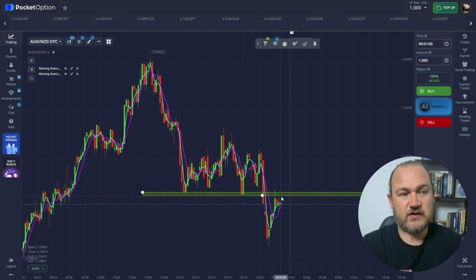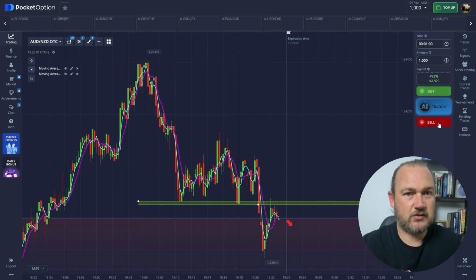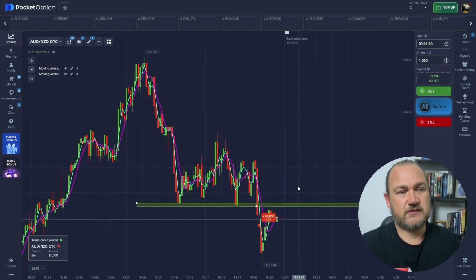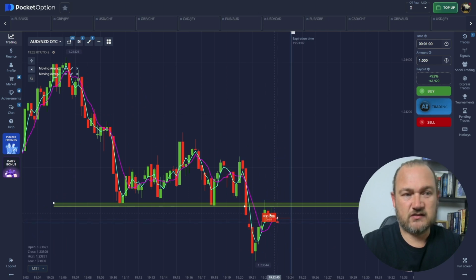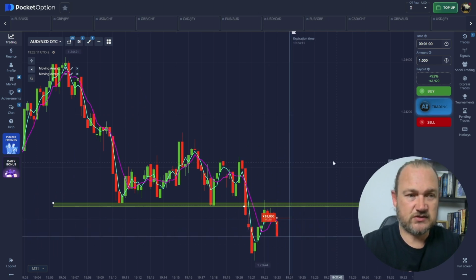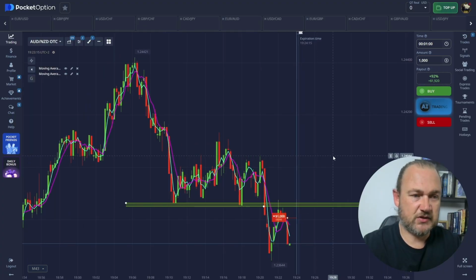Now, if price continues downwards from here, it means that the retest held, and there we go. The retest held, and the moving averages are confirming for me that the retest did hold, and price will likely continue downwards. And that's exactly what's happening.